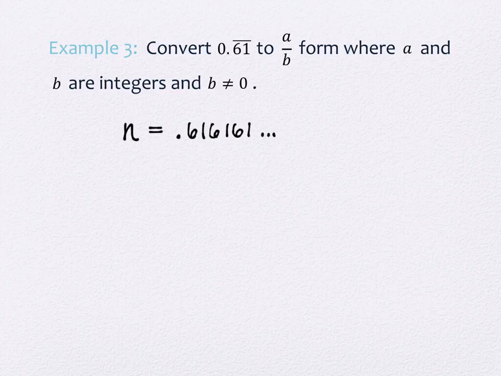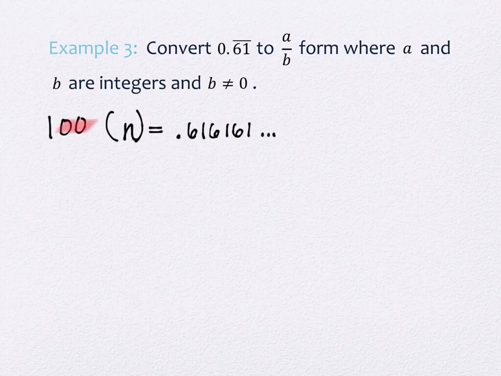Now, however many numbers repeat, right? In this case, that's how many numbers are repeating? 2. The 6 and the 1 repeat, so there's 2 numbers that keep repeating. What we do is we multiply both sides by the number 10, but it's however, like 10 or 100 or 1,000, it's however many zeros repeat. So I'm going to multiply by the number 100. Why am I multiplying by 100? Because there's 2 repeating decimals.